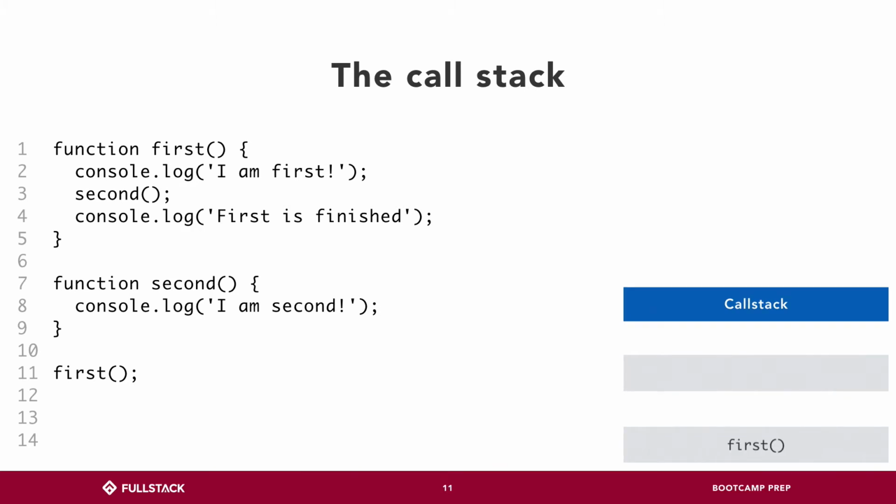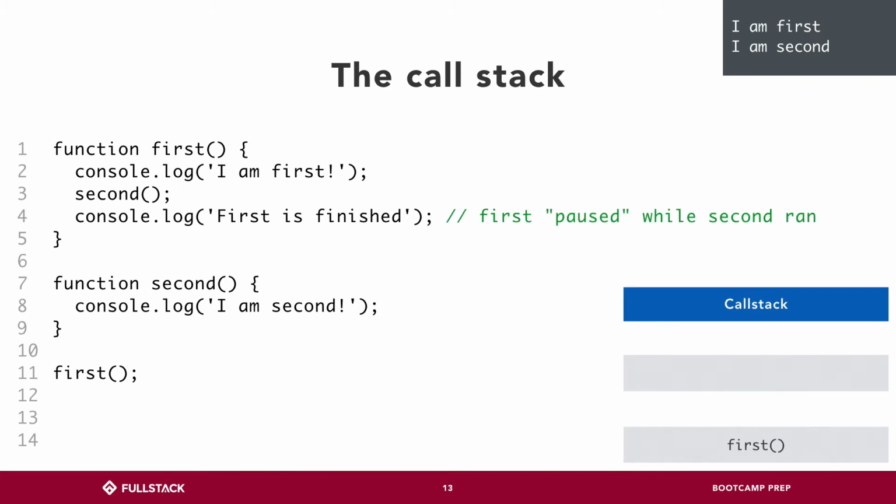First is put on the call stack, and we start running. We get "I am first" from the console log on line 2. Then second is called, and so you see second is on top of first in the call stack, right? Because first is not finished, but second is now in charge of JavaScript running. So now second is called, we get "I am second", and then second finishes in this case, and it gets pulled off the call stack.